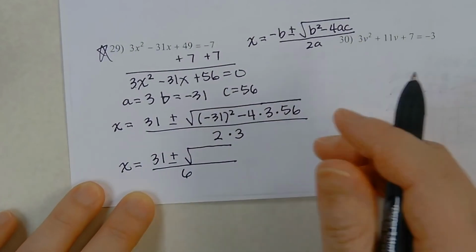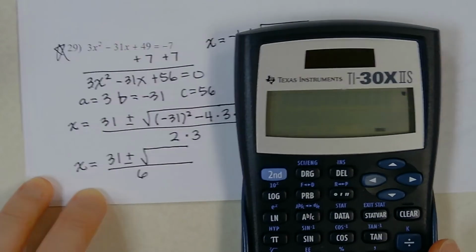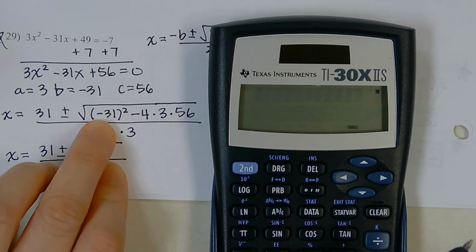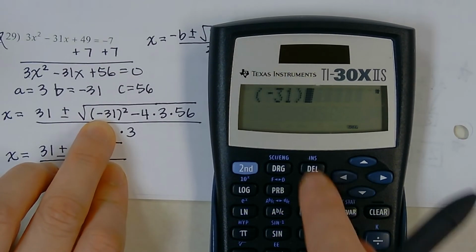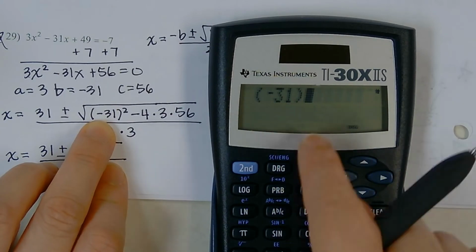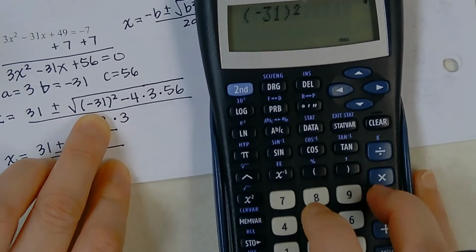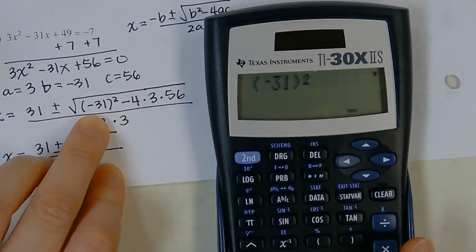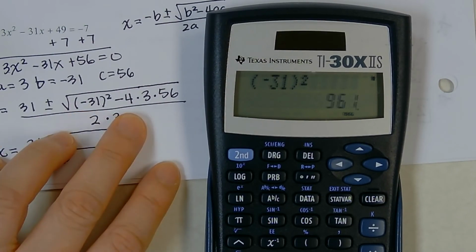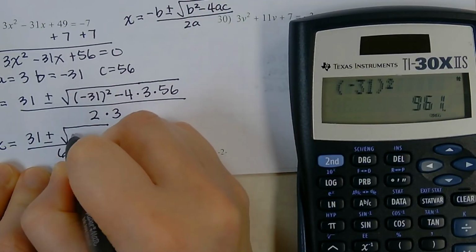So in my calculator, you've got to be really careful in doing this. Let's see if we can get this all in there. Please make sure you put parentheses around that, because if you don't, you're going to get the wrong number. It's going to give you a negative instead of a positive. So squared. Remember, the square button is right there. All right. That's going to be 961.